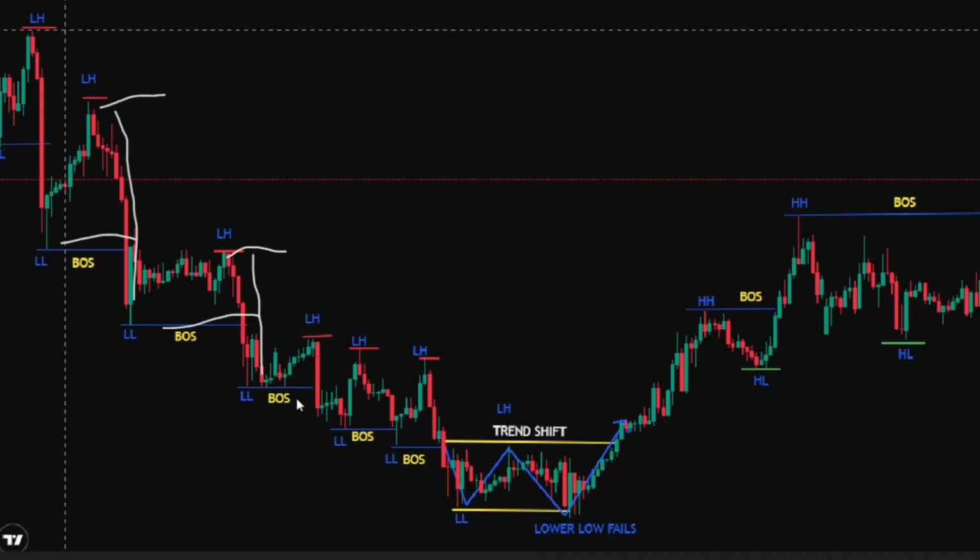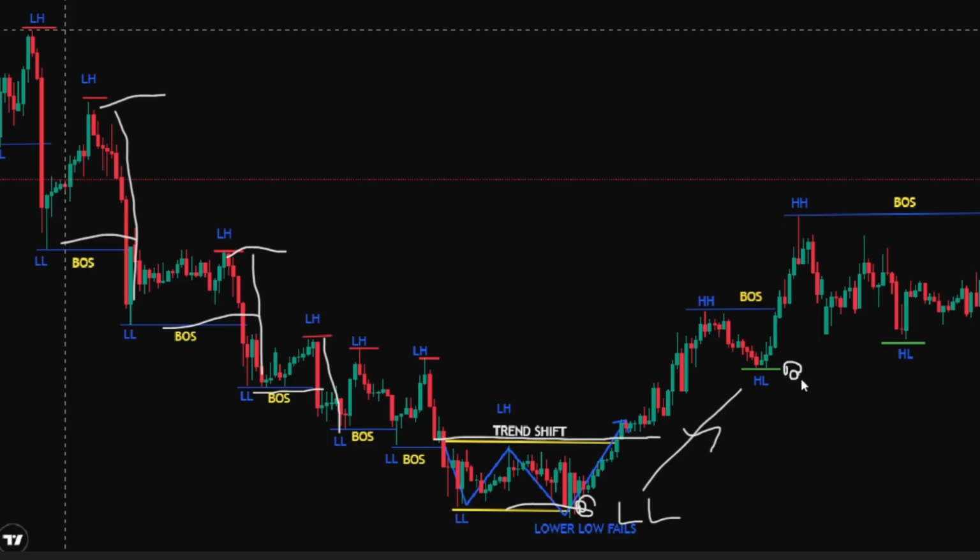What caused the break of structure? It's the lower high that is supposed to hold to form a downtrend. Now we can see a trend shift which indicates a reversal of price from a downtrend to an uptrend. This is shown by a break of price in the previous last lower high that was supposed to hold and a failure to form a new lower low.